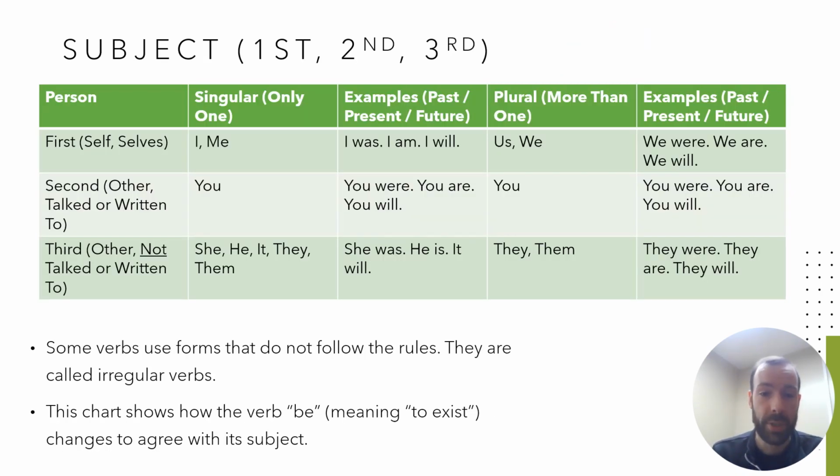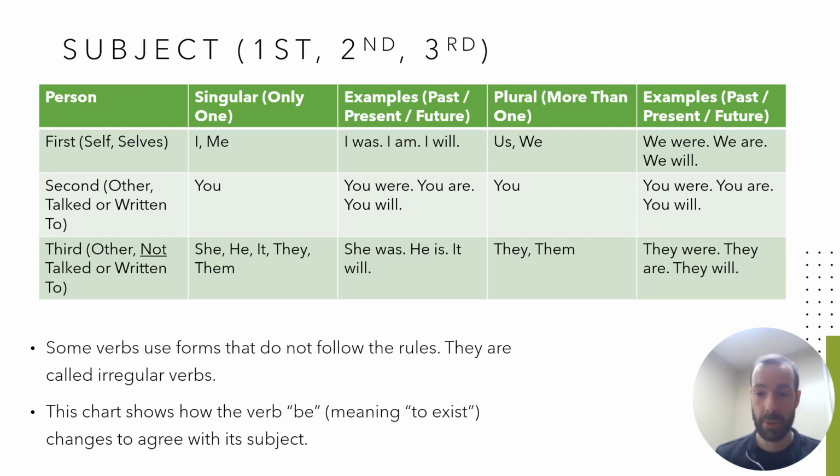Some verbs use forms that do not follow the rules. They are called irregular verbs. This is an important chart that shows how the verb be, which means to exist, changes to agree with its subject. And this is looking at different pronouns, which are simple basic words that we use in place of nouns.